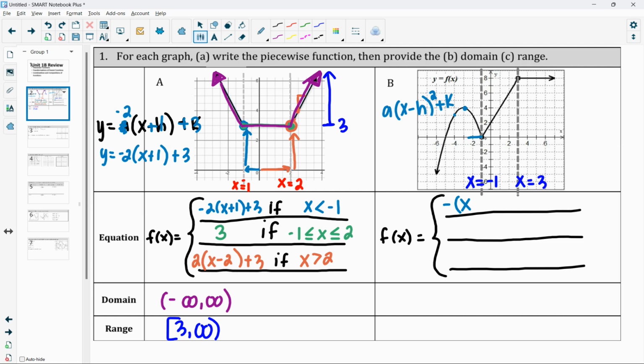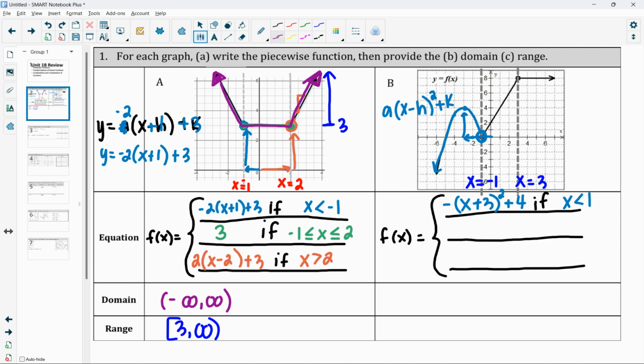Then this one was moved 3 units to the left, so the inside should say +3 squared. And then it was moved 4 units up, so then a +4 on the outside. So +3 inside so that it moves left 3, +4 outside so it moves up 4, and then it was flipped over so you should have a negative. And then this is for a domain that's less than -1. So this is all the values below -1. And again, this overlaps the middle chunk, so I'll just do this one as an open circle for this portion of the graph.